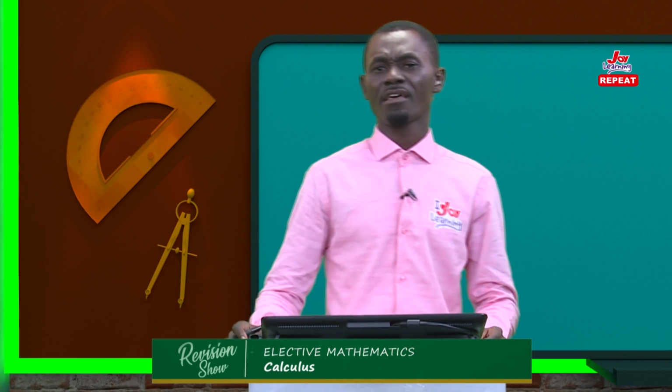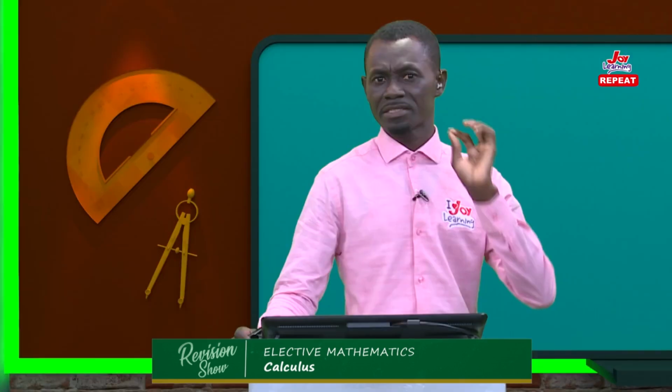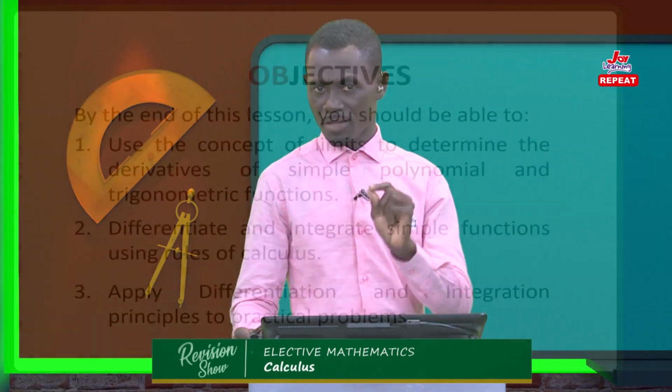What do we intend to achieve together this evening? Well, we intend three things. Number one, that you'll be able to use the concept of limits to determine derivatives of simple polynomial, or if you like, algebraic functions, as well as trigonometric functions. So in calculus, there are basically three things we'll be considering. We'll be considering limits, differentiation, and integration. So the first thing we'll be trying to do together is to understand how to use limits to find the derivatives of algebraic or trigonometric functions. And please note the term functions. I'll speak about them in a bit.